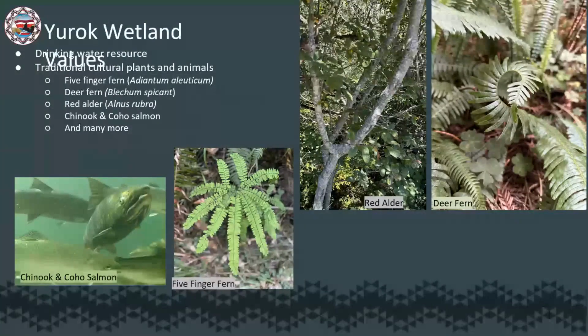The wetlands are the mother sources of many of our tributaries that feed into the Klamath River. We see these species as well as many others. The Yurok people use five-finger fern for basket designs. The red alder bark is used to dye the materials. The deer fern is used in cooling deer meat after a fresh kill. We are salmon people. This is a primary food for the Yurok people, and the wetlands and the watersheds are also a primary drinking water source.